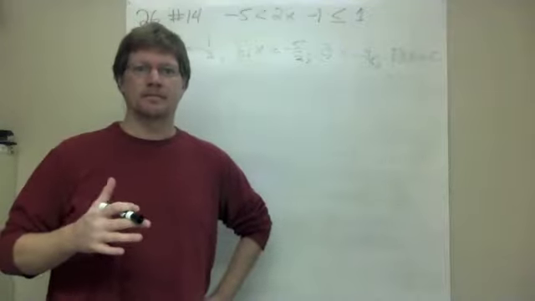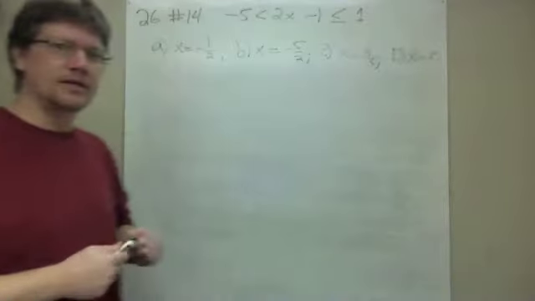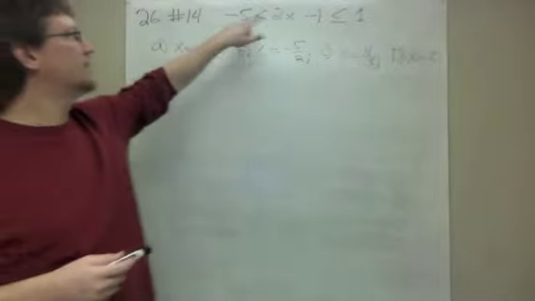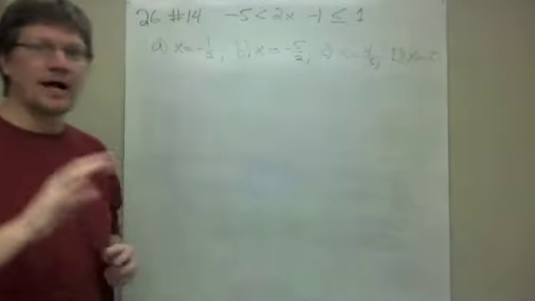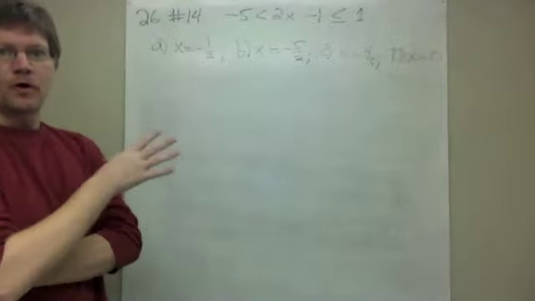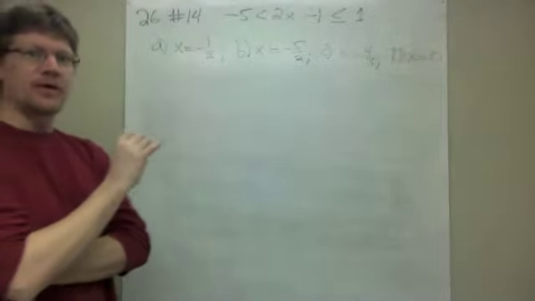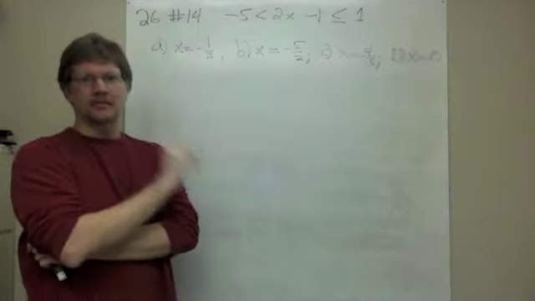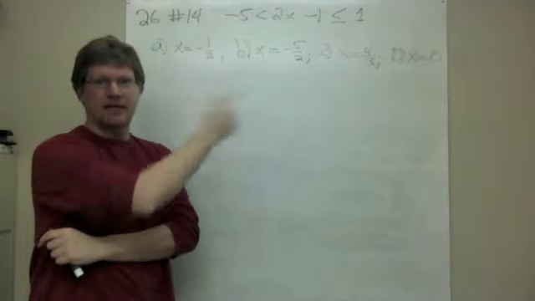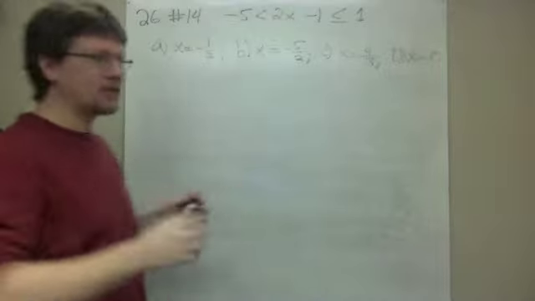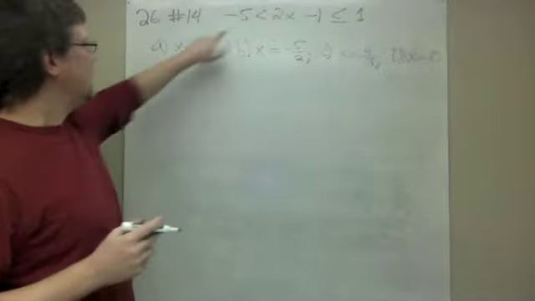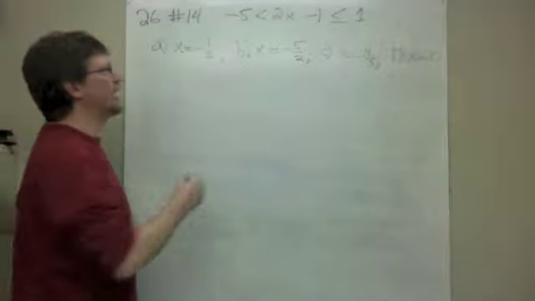2.6 number 14. We're given an inequality: minus 5 is less than 2x minus 1 is less than or equal to 1, and we're asked to test 4 values for x to see whether or not the inequality is satisfied. In other words, are we between negative 5 and 1 if we plug in these values for x? All right, so x is equal to negative a half.